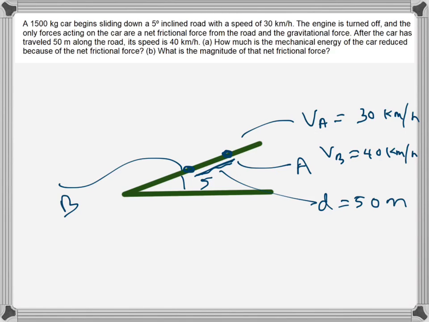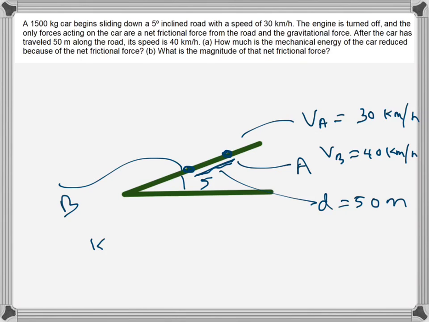If there was no frictional force, the mechanical energy wouldn't change. That is, the sum of the kinetic energy and potential energy would be the same. Only the potential energy here would be converted into kinetic energy. But because of friction, that's not the case. So let's first see what the total mechanical energy at point A is.